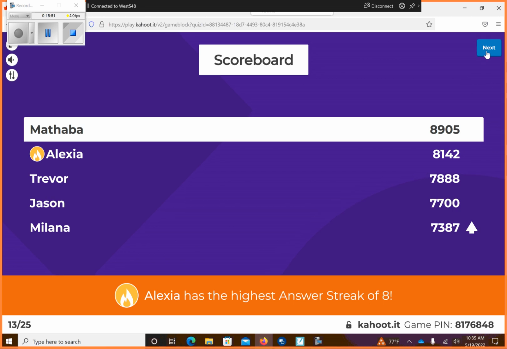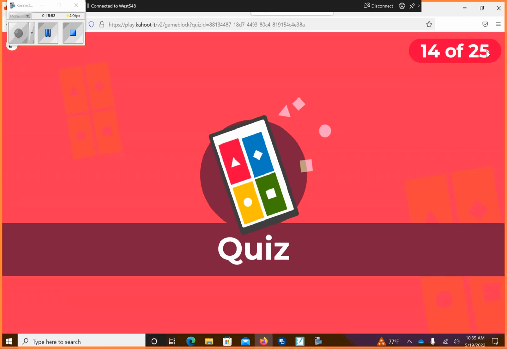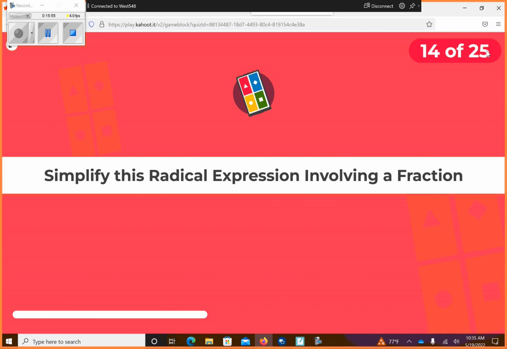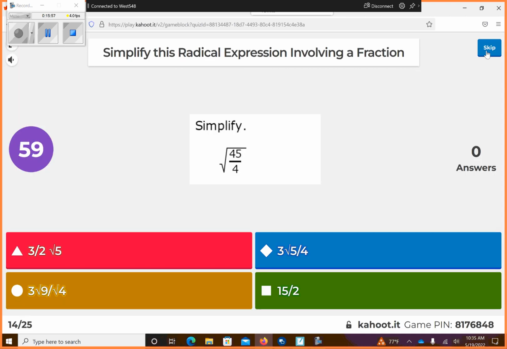Ooh. Look at this. It's getting interesting. Back stretch. Here we go. Ooh, that's a tougher one.